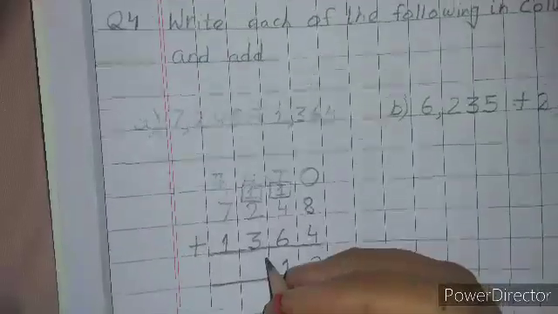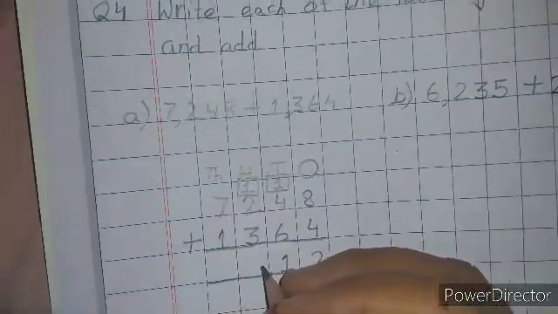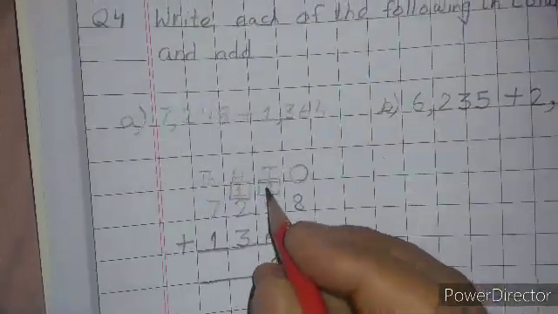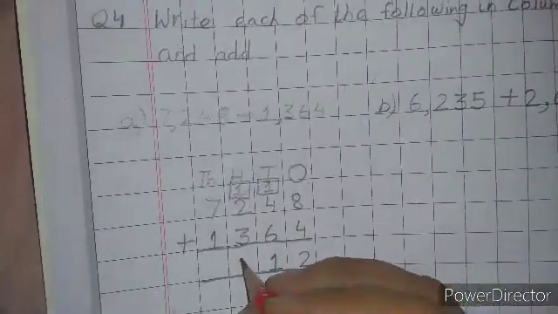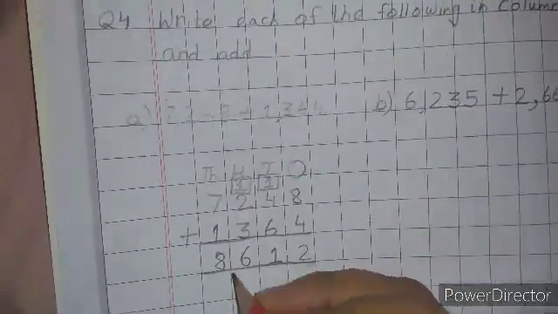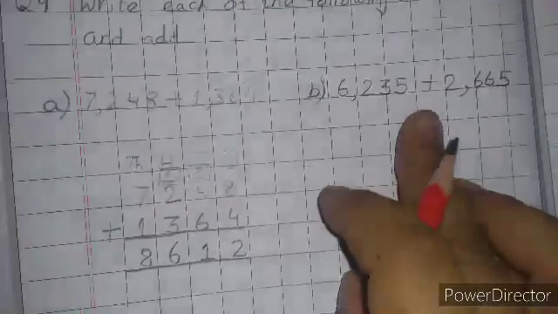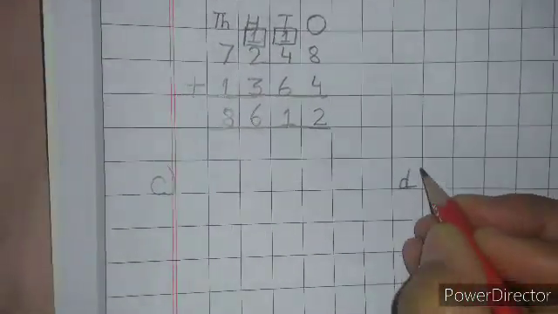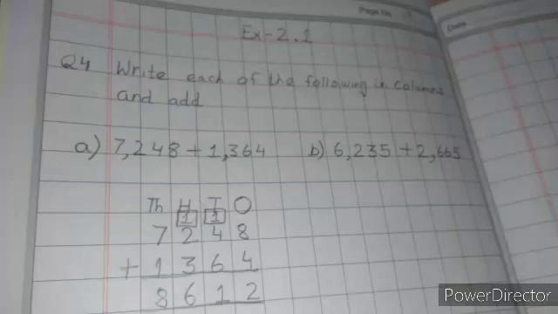2 plus 3: 2 in my mind, 3 fingers up. 3, 4, 5. 5 plus 1, 6. 7 plus 1, 8. So this makes 8612. The next part B we will do here, and C and D part we will do under this after leaving one line. Clear?